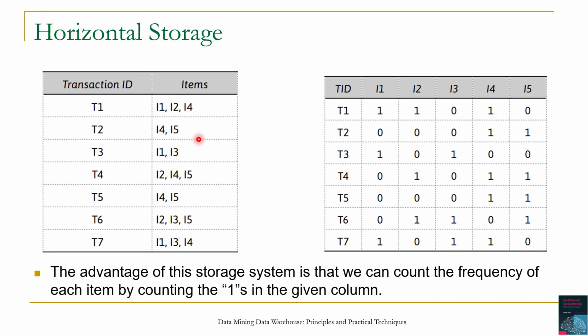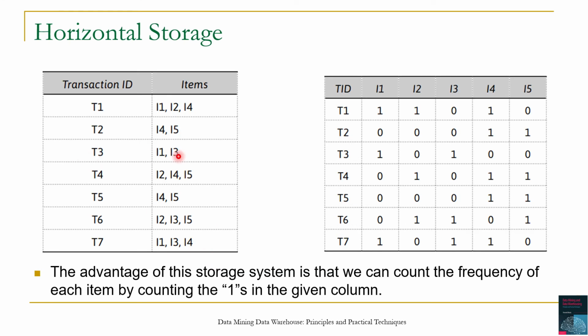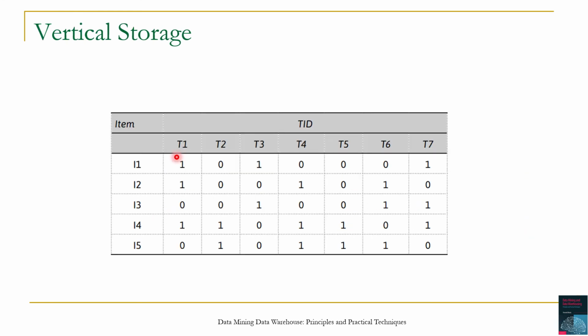In transaction T1, we have 3 items, I1, I2 and I4. So 1 will appear under I1, I2 and I4, and for all others it will be 0. For transaction T3, 1 will appear under I1 and I3, while for all others it is 0.